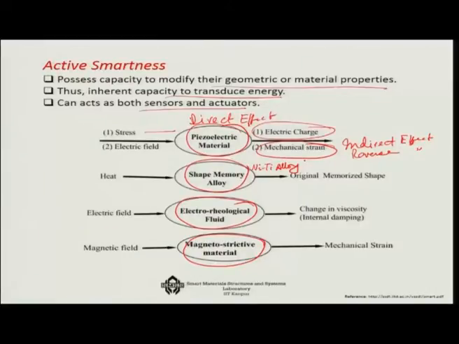Then these two of course respond to the electric field or the thermal field in terms of change in mechanical strain. But there are some materials like electrorheological fluid where if you apply the electric field, you will see there is a change in viscosity.